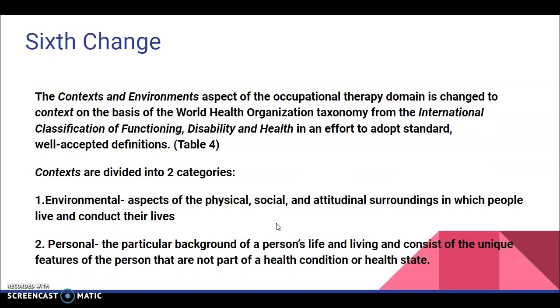The sixth change, the context and environments aspect of the OT domain is changed to just context. And this is on the basis of the World Health Organization taxonomy from the ICF in an effort to adopt standard, well-accepted definitions. So context is also divided into two categories, environmental and personal. Environmental is the aspects of the physical, social, and attitudinal surroundings in which people live and conduct their lives, and personal is the particular background of a person's life and living and consists of the unique features of the person that are not part of a health condition or state.